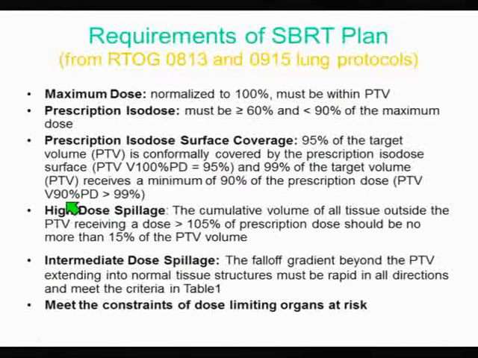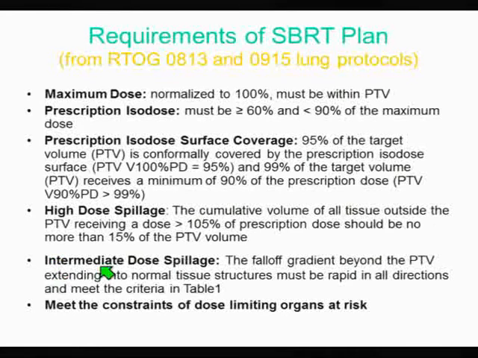And also the 90% of prescription dose should cover at least 99% of the PTV. And there's a requirement for high dose spill. The cumulative volume of all tissues outside the PTV receiving a dose of more than 105% of prescription should be no more than 15% of the PTV volume. So your 105% hotspots should be mostly within the PTV.